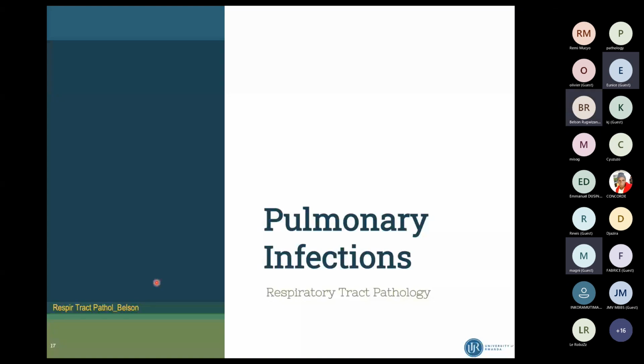So any questions so far before we proceed with the pulmonary infections? So I think we are done with the upper respiratory tract system. Now we go to the lungs. Any questions or comments? Question. Yes.